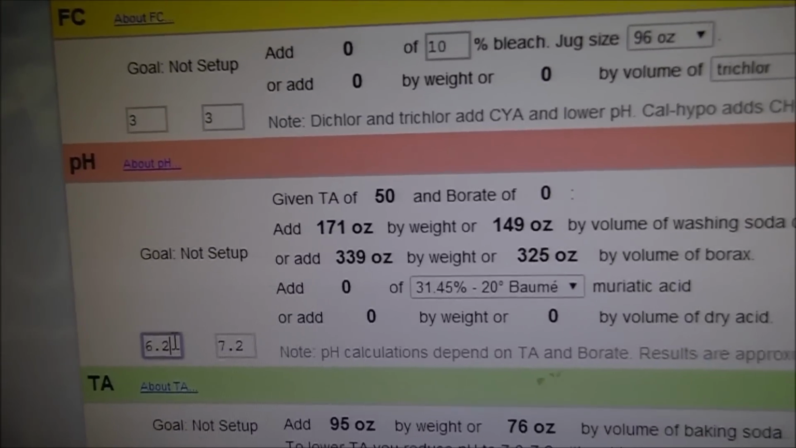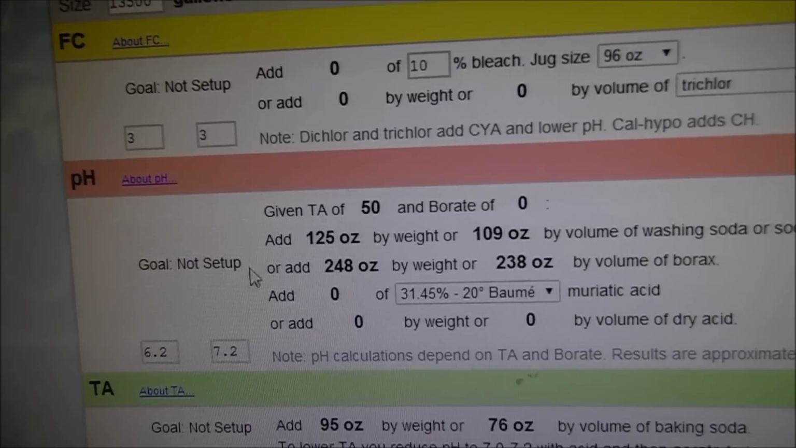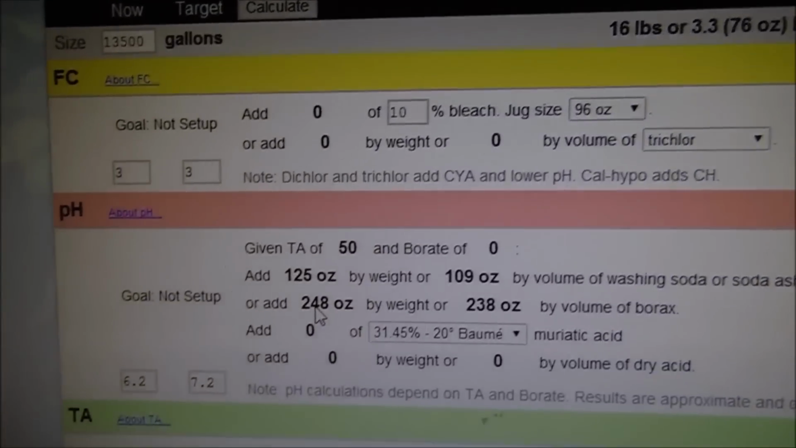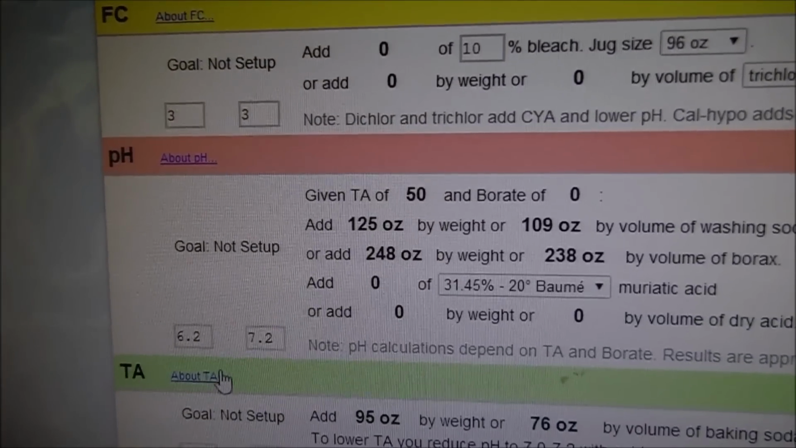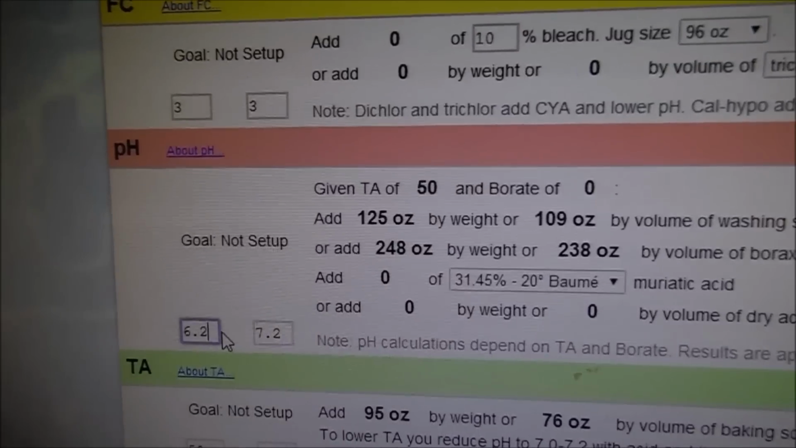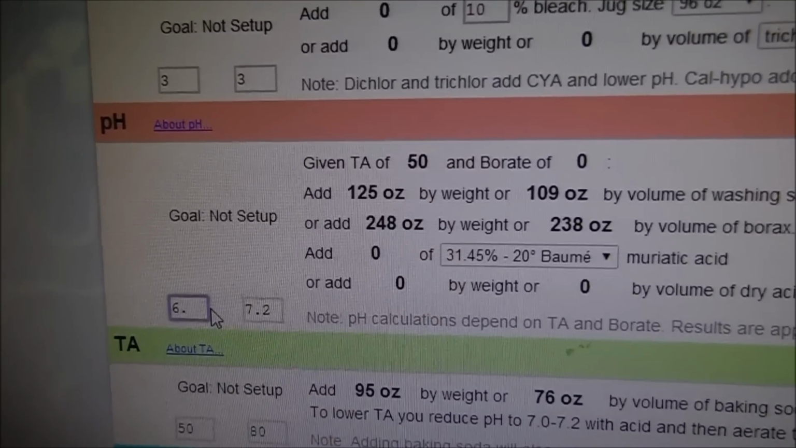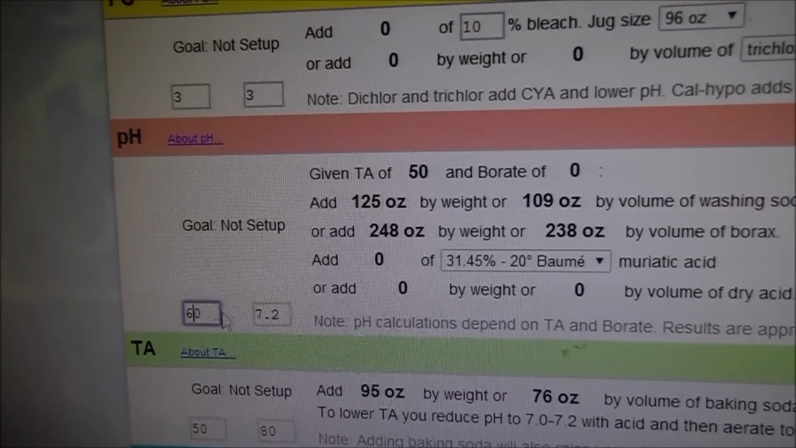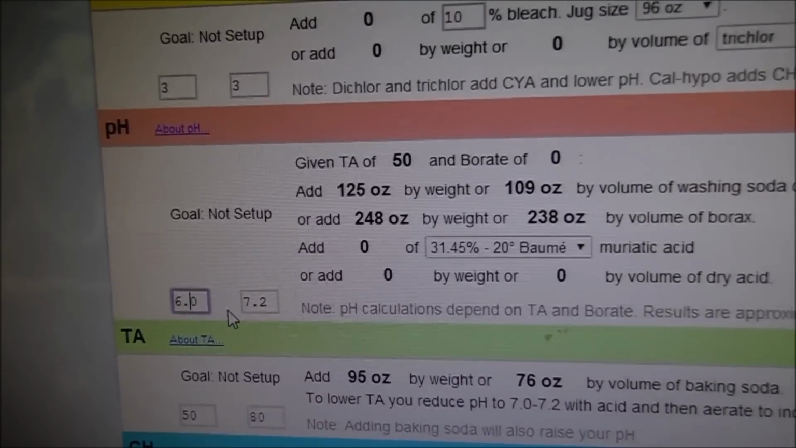If it's 6.2, let's say, then you would have to add 16 pounds of the borax. It's kind of hard to tell because it's still low, still under 7.0. I'm going to go with anywhere from 6.0 to 6.2 as a number here. So I'm going to add 16 pounds of the borax and that should do the trick here.